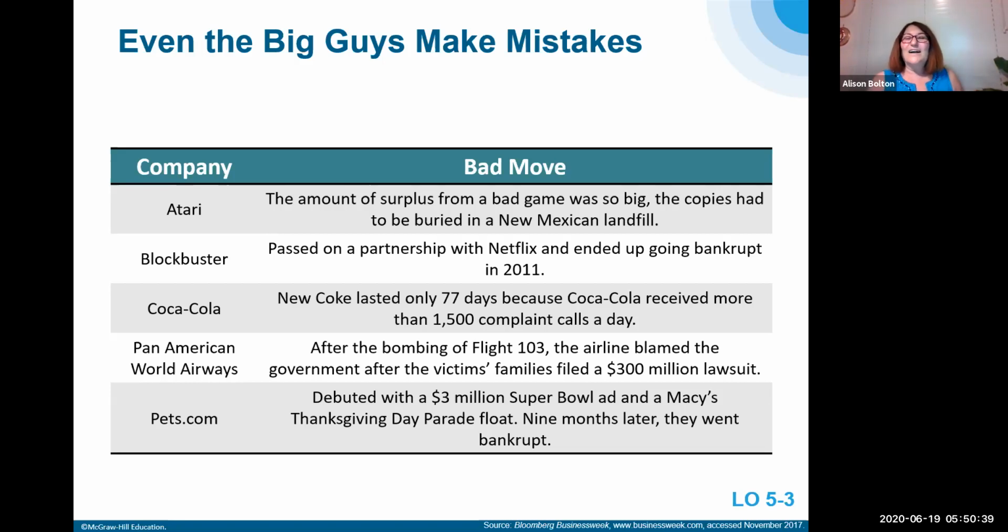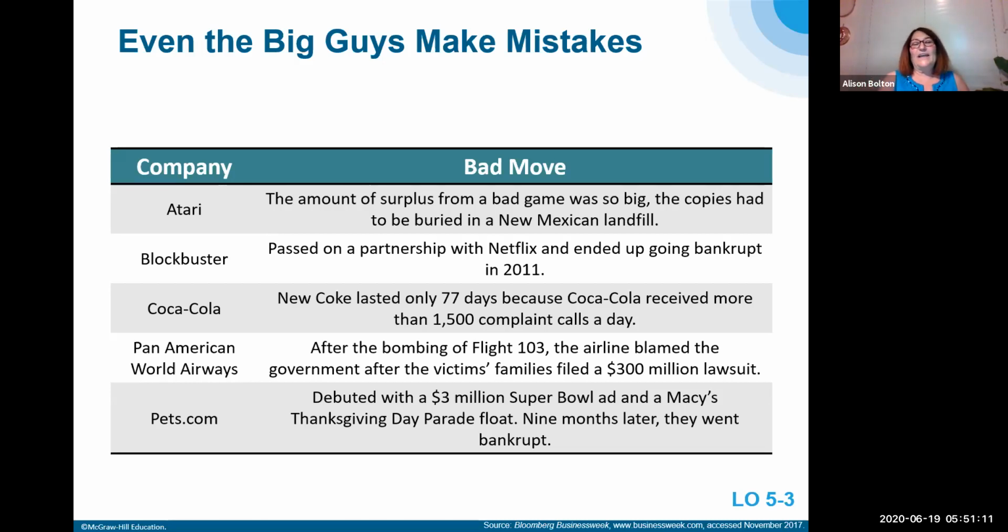Blockbuster went bankrupt in 2011 when Netflix came out. When they had a partnership, thinking they were going to grow, Netflix took over. Coca-Cola, the drink: the new Coke lasted only 77 days. It received 1,500 complaints in one day. Not good, not good.